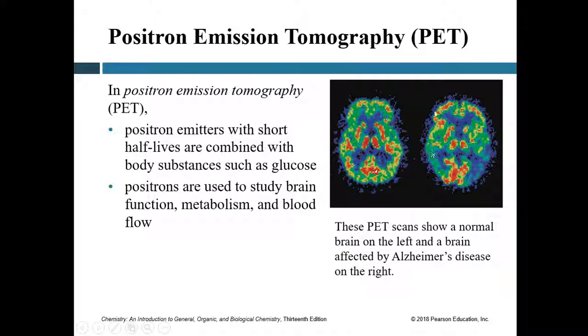So here we have two brains. It says these PET scans show a normal brain on the left and a brain affected by Alzheimer's disease on the right. See if you can check out some of the differences here.